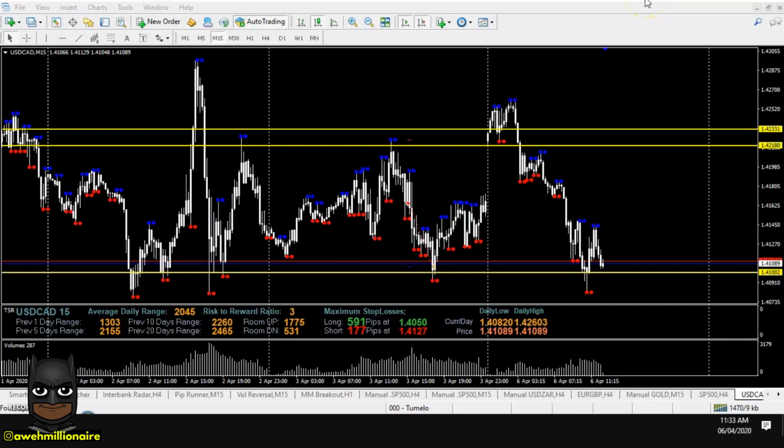I mean, this one was literally very straightforward. As you can see, I've got my supply and my demand levels, which I have plotted out already. These supply and demand levels are the ones that I plotted out in my previous USDCAD analysis.